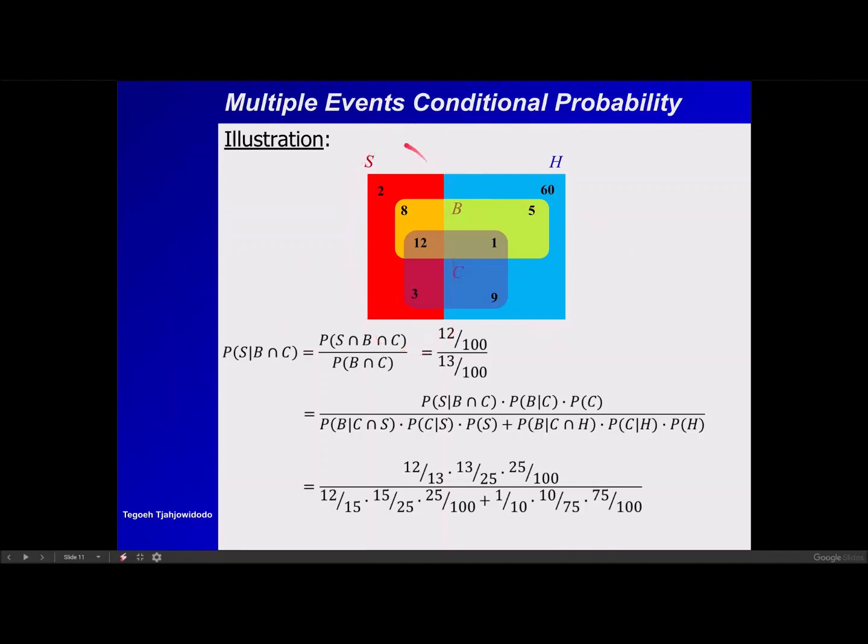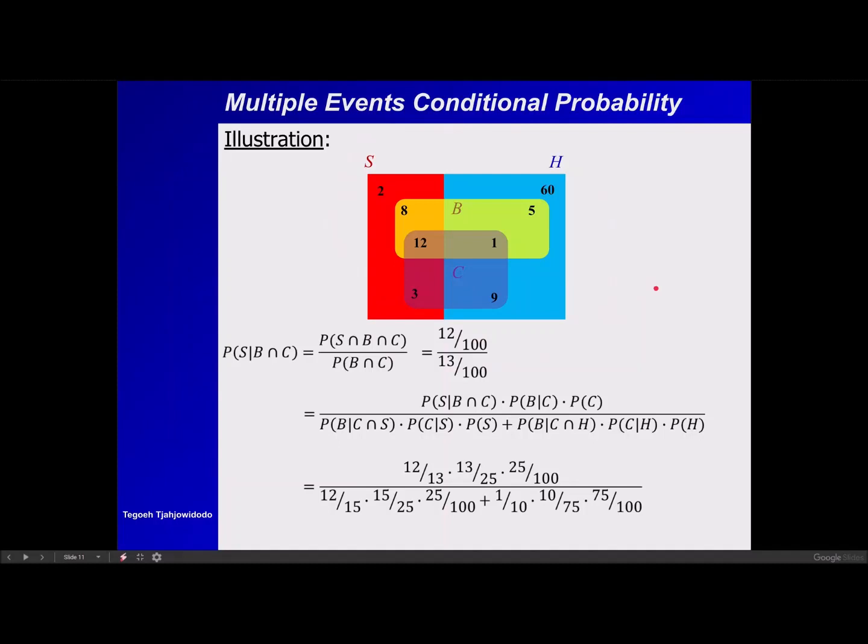The occurrence of event S will be 2 plus 8, 10 plus 12 plus 3, which is 25. The occurrence of event H will be 60 plus 5 plus 1 plus 6, which is 75. So the total events will be equal to 100.